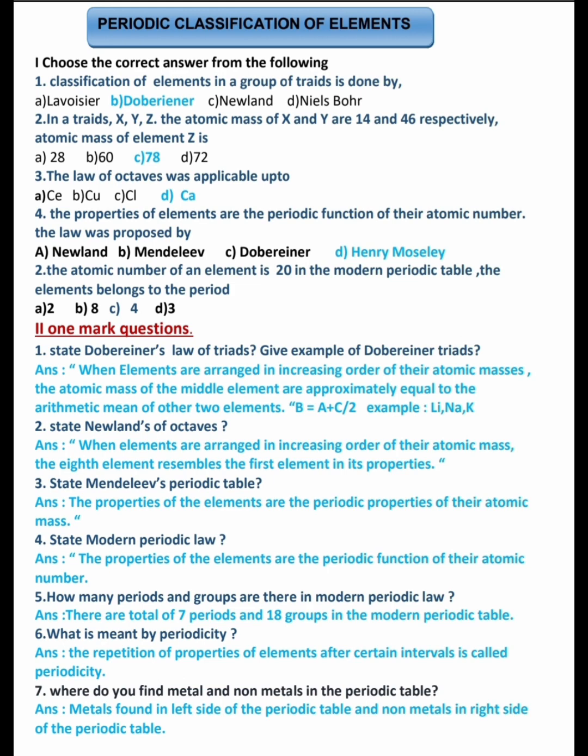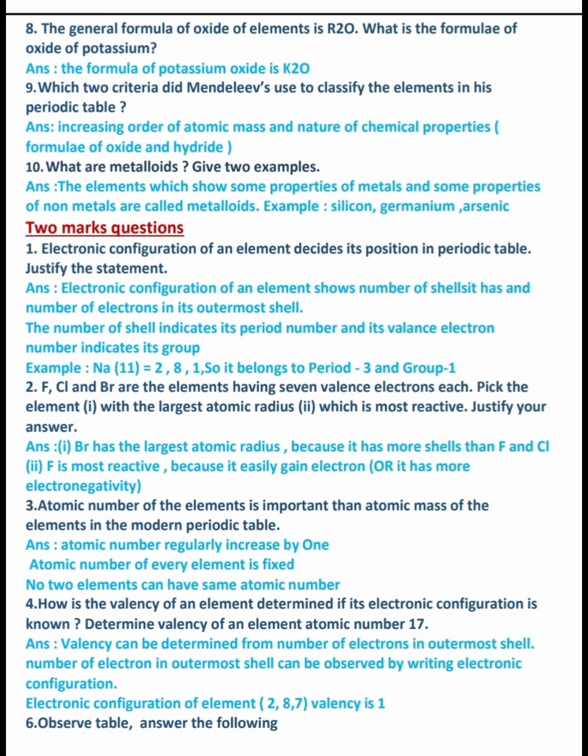Already you know what is meant by periodicity. Where do you find the metals and non-metals in the periodic table? Eighth question, general formula of oxide of elements is R2O. What is the formula of oxide of potassium? Which criteria did Mendeleev use to classify the elements in his periodic table? What are metalloids? Give two examples.